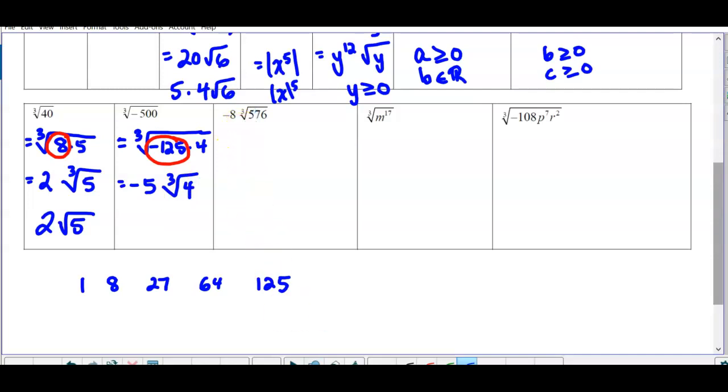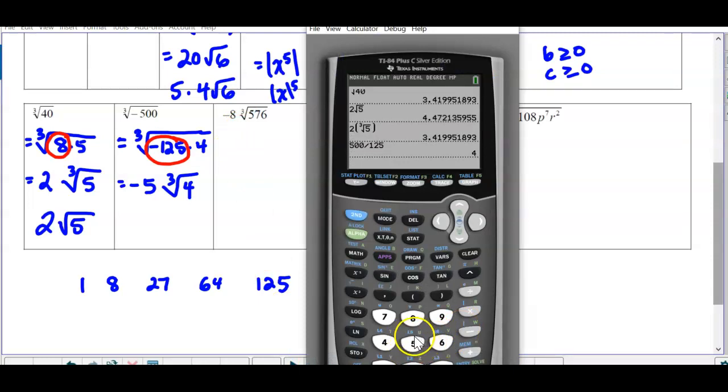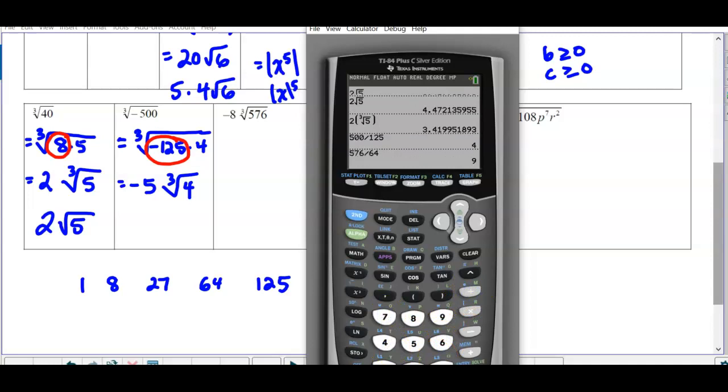576. So do I have to go higher in my perfect cubes? Let's go 576 divided by 64, and I get 9. And 9 is not a perfect cube. It's a perfect square, but not a perfect cube. So that works, right? 64 is the biggest perfect cube that's a factor.